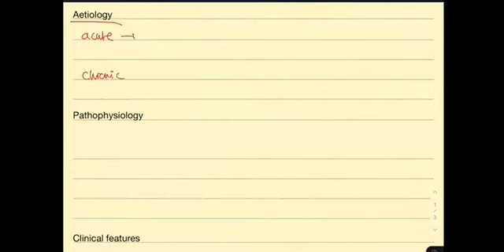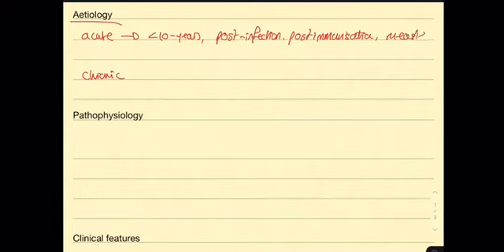In the acute form, patients are usually under the age of 10 years, and the cause is usually post-infectious. So some sort of molecular mimicry has occurred which resulted in the autoimmune response, which causes the immune thrombocytopenia purpura. Other causes in children or in the acute form could be post-immunization, as well as infections such as measles.